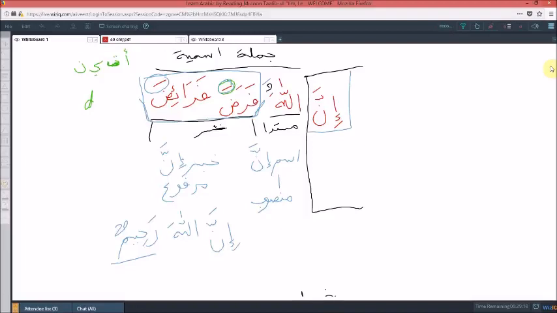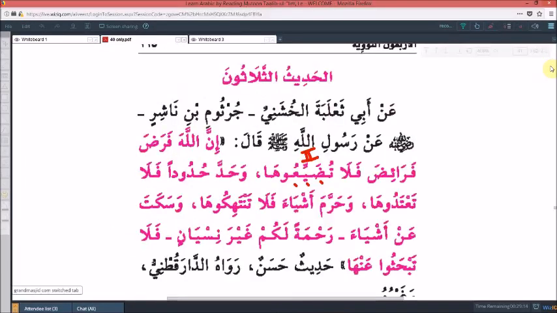The point is when we look at this, we can use what we learned yesterday and apply it. But inna Allaha farada fara'ida. Verily Allah obligated obligations. فَلَا تُضَيِّعُوهَا. So do not lose them or waste them, right? وَحَدَّ حُدُودًا. وَحَدَّ. Hadda meaning to set limits.